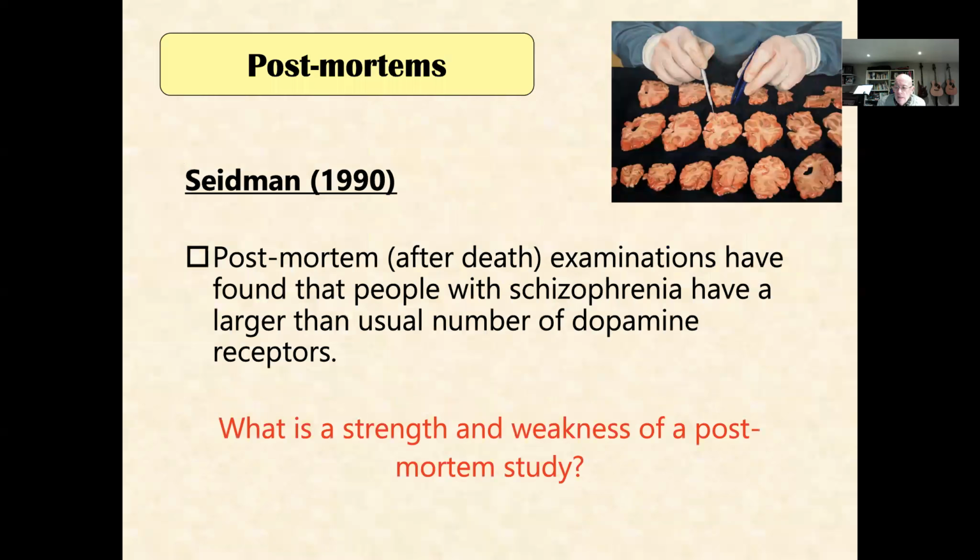Okay. Second type of evidence is to do with postmortems. So postmortems are things that are done to people after they're dead. You slice up the brain, as you've got a nice picture there. That is actually a brain that's been sliced in sections. And they found that people who had schizophrenia before they died had a larger number of dopamine receptors than normal. So again, for evaluation later, you might be thinking, well, what are the strengths and weaknesses of doing a post-mortem study? Could anything have happened, for example, between death and this stage here where I think the brain has actually been cut up?